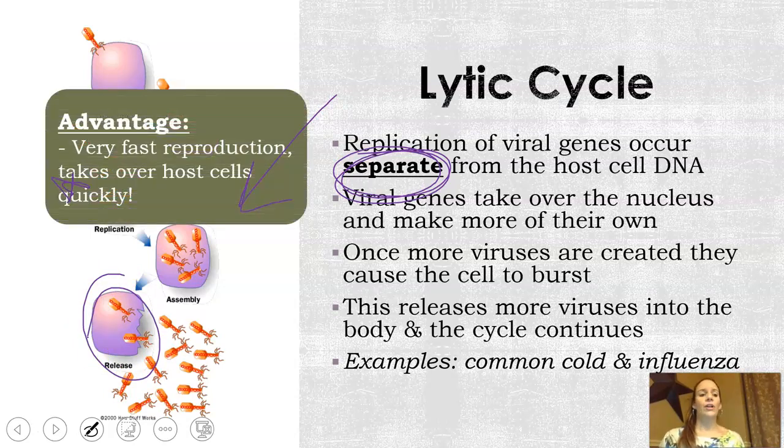So within this cycle, there's an advantage and a disadvantage that you need to be aware of. The advantage is this is a fast cycle. Typically, if you come in contact with someone that has a cold or a flu, you're probably going to have symptoms, if you're going to get sick from it, within a couple days. And it takes over your host cells quickly.